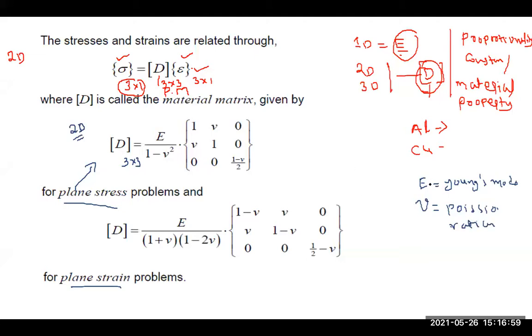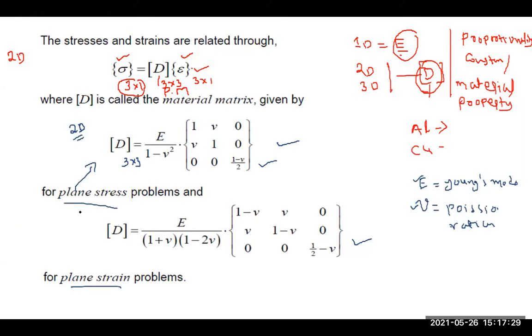So if you know the Young's modulus and the Poisson ratio, with the help of these two parameters it is possible to calculate the D matrix. For the plane stress condition, you have to use this formula for D. For plane strain conditions, you have to use this other D matrix formula. That is very, very important. In a given problem, it may be mentioned that the problem belongs to plane stress or plane strain.